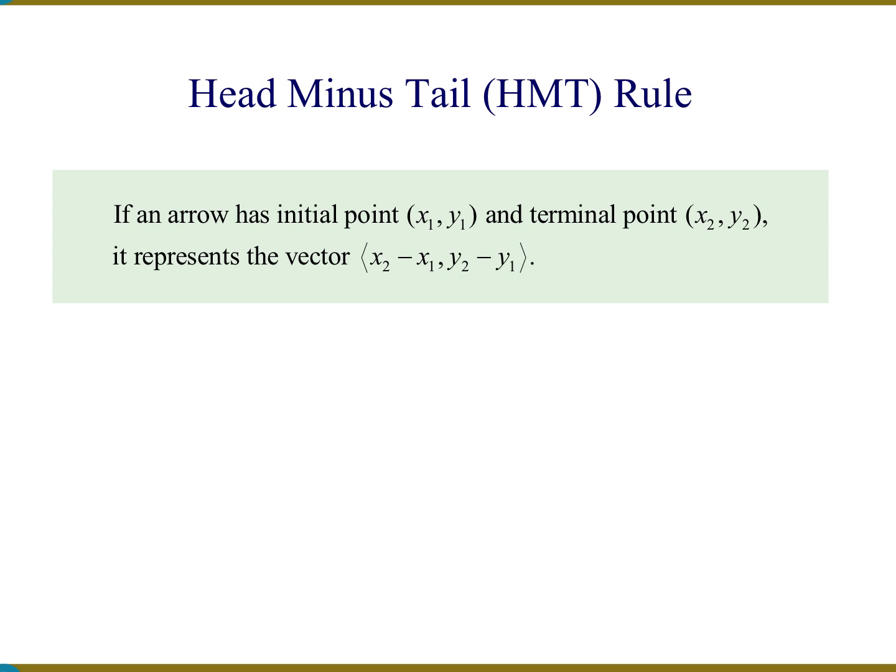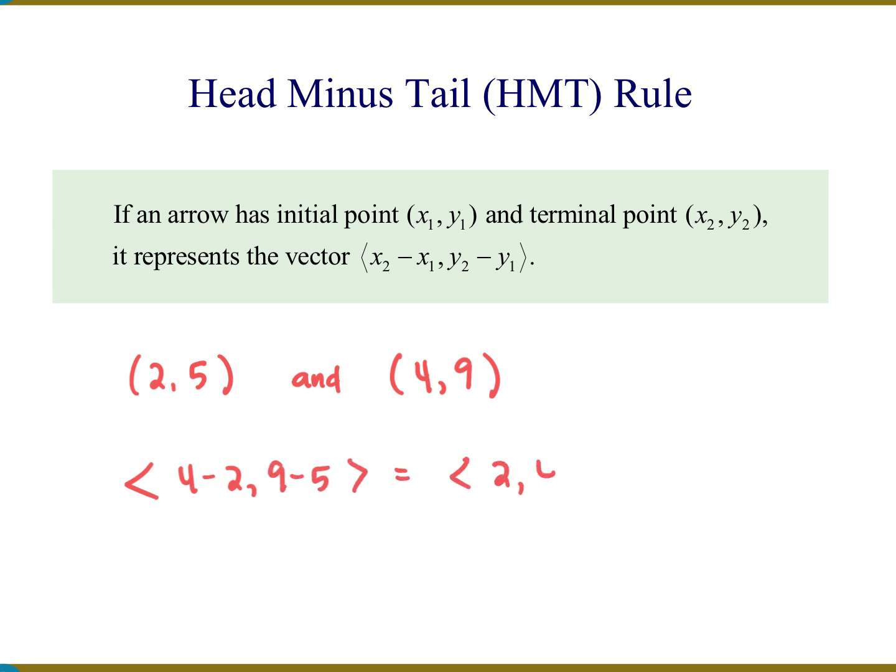So if you had, say, your initial point was 2, 5, and the terminal point was 4, 9, then the vector representation of that would be 4 minus 2 and 9 minus 5. So the vector representation would be 2, 4. That's the head minus tail rule.